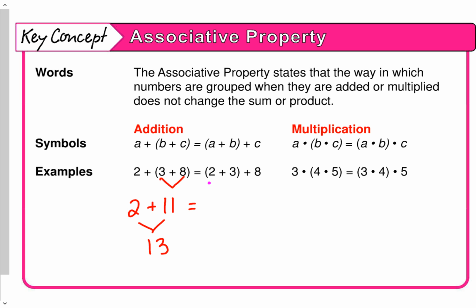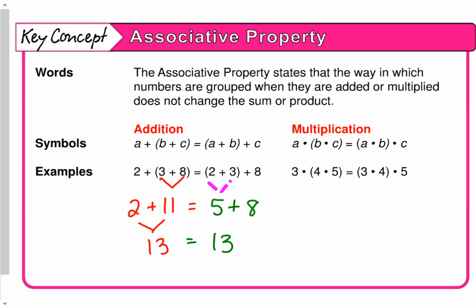Now on the right side, I'm going to do 2 plus 3 first. So that's going to equal 5. And 5 plus 8 equals 13. So the way that I grouped them when we were adding the same numbers does not change the answer.